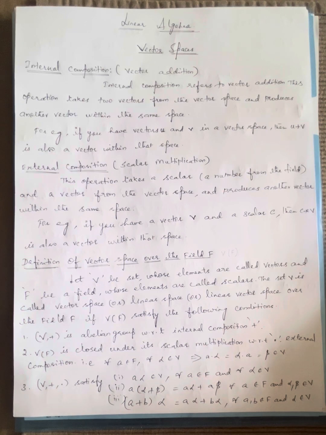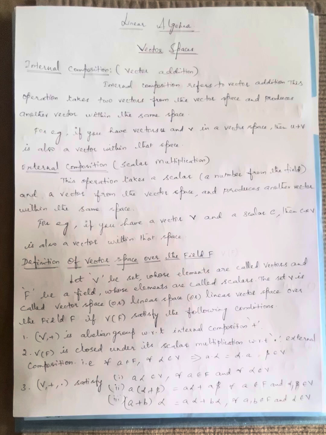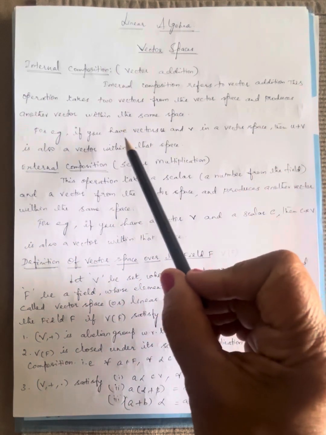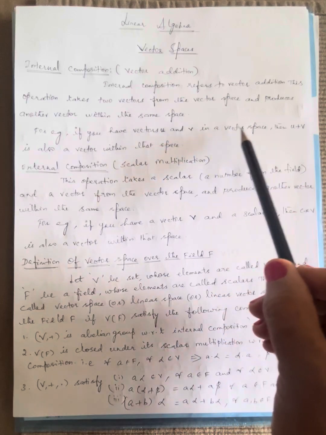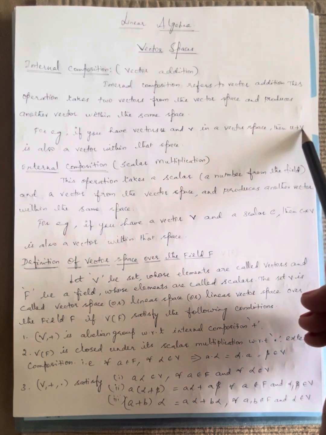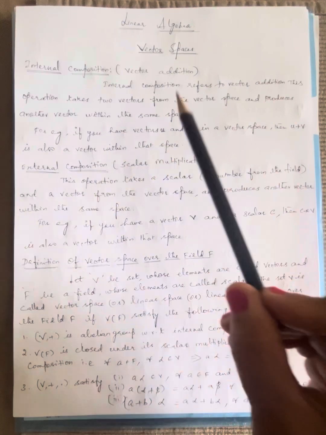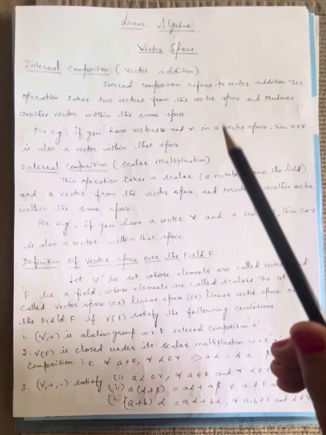Internal composition is called vector addition. Internal composition refers to vector addition. This operation takes two vectors from a vector space and then produces another vector within the same space. For example, if I take two vectors u and v from a vector space, then u plus v is another vector I will be getting, and that vector must also be in the same space. Then it is called internal composition.